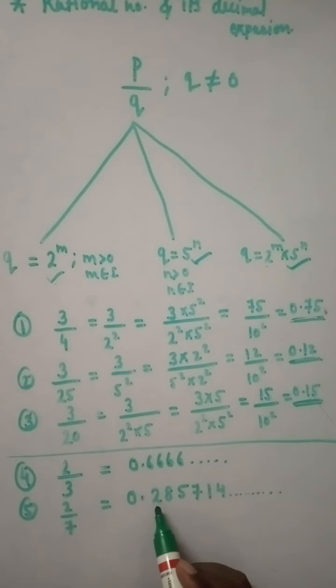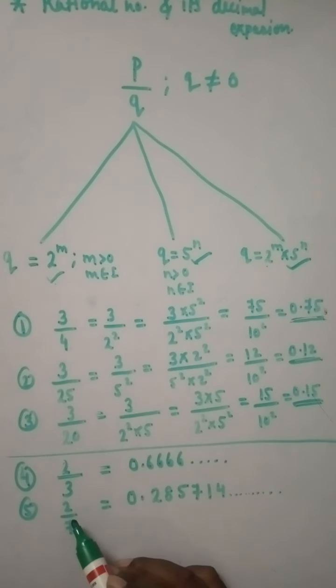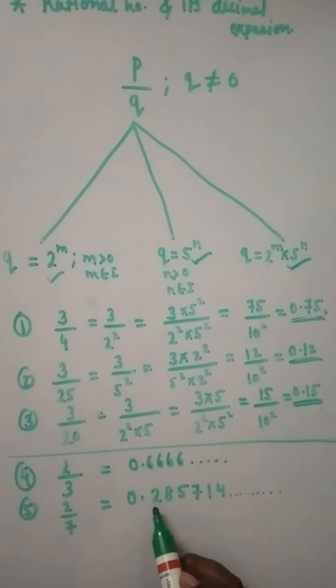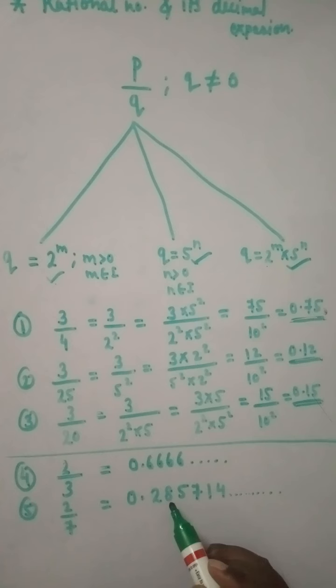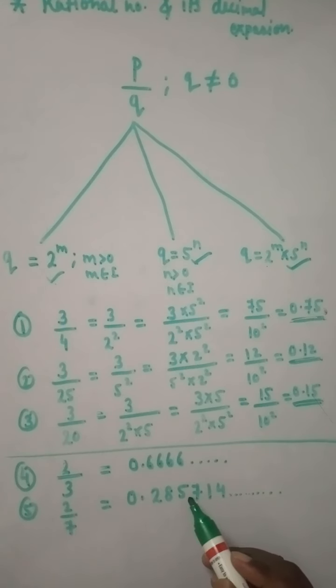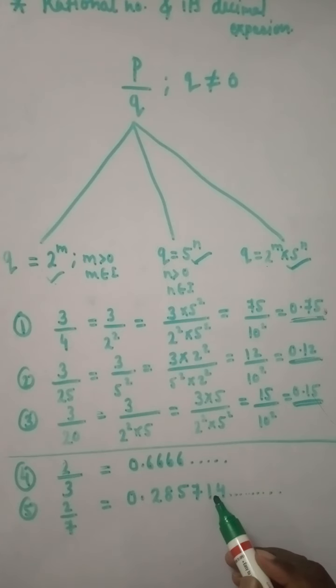When I'm dividing 2 by 7, I take 20 and put one decimal. 7 2s are 14, 6 is remaining, it becomes 60, 7 8s are 56, 4 is remaining, it becomes 40, 7 5s are 35, 5 is remaining, then 7 7s are 49, 1 is remaining, it becomes 10, 7 1s are 7, 3 is remaining, 30, 7 4s are 28, again 2.